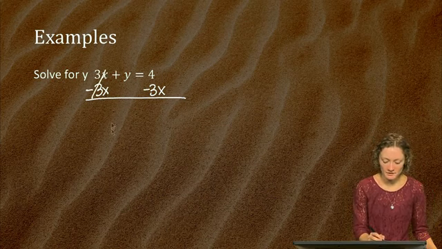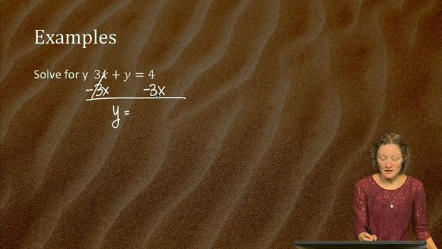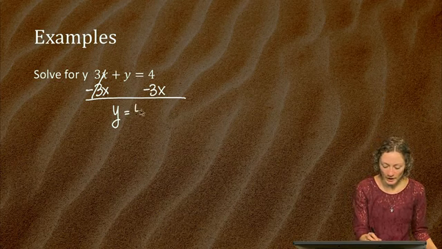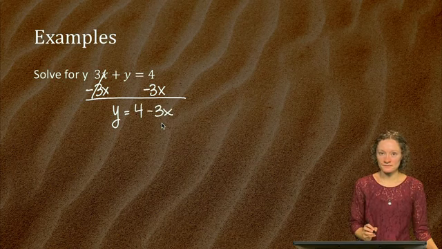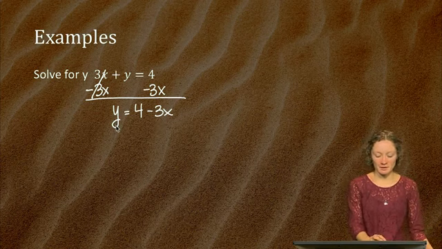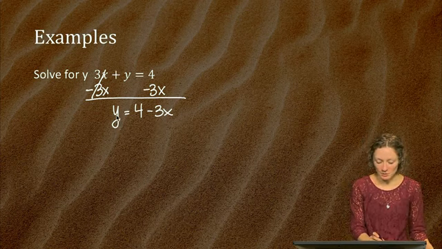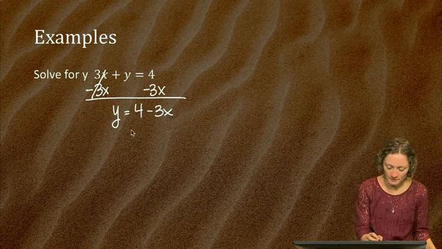On the left, they're gone. We're left with just y equals. On the right, we have 2 terms that don't combine, which is okay. 4 minus 3x. And our last step is to always make sure, when we're solving for a specific variable, that the variable is isolated. So we have y equals blah, blah, blah. We've solved for this variable.